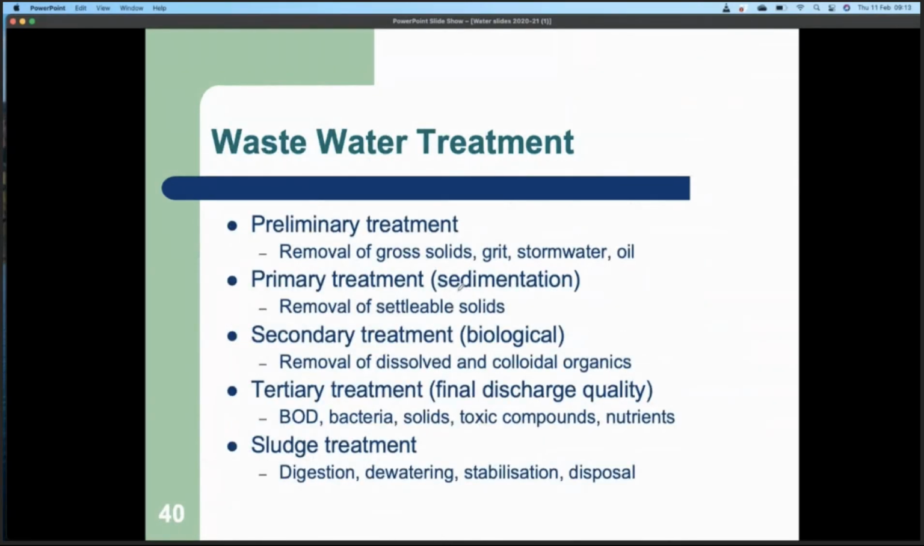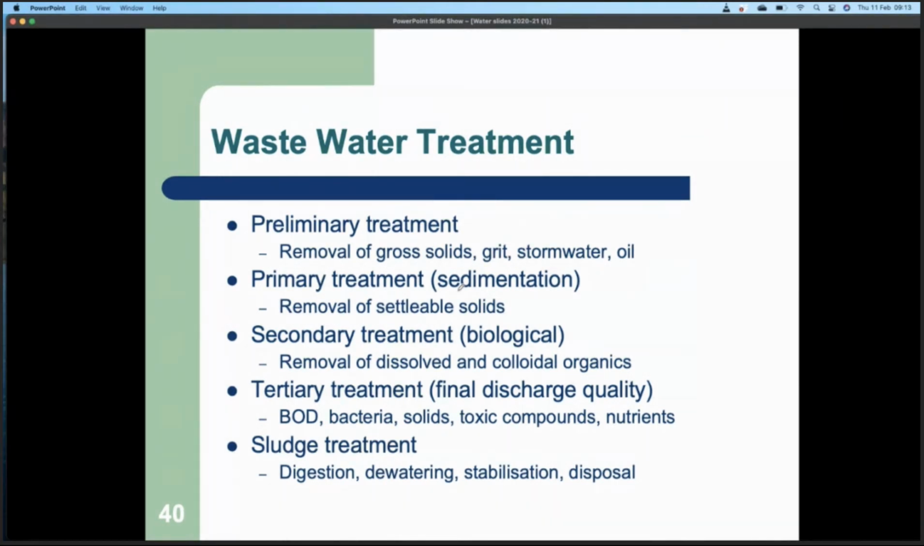That's what it is. In text, the main bits to remember are: preliminary treatment removes the big solids, grit, stormwater, oil, fats and grease and that sort of stuff. Then you have what is commonly referred to as the primary treatment. That is working by sedimentation. There you remove the settleable solids. And settleable is not really a technical term, but it basically means you remove the solids that will settle out in your particular treatment works.